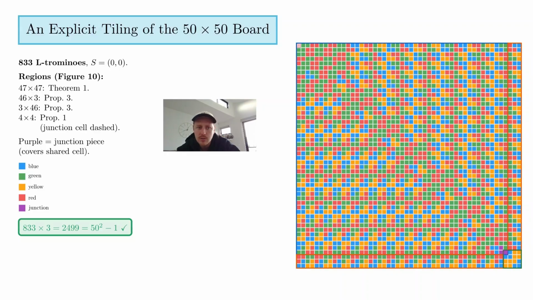Have a look as well, just in this bottom, at that joining square there, we've got a purple L-Tromino that's bridging the gap there for us. So it hopefully makes it a bit clearer.